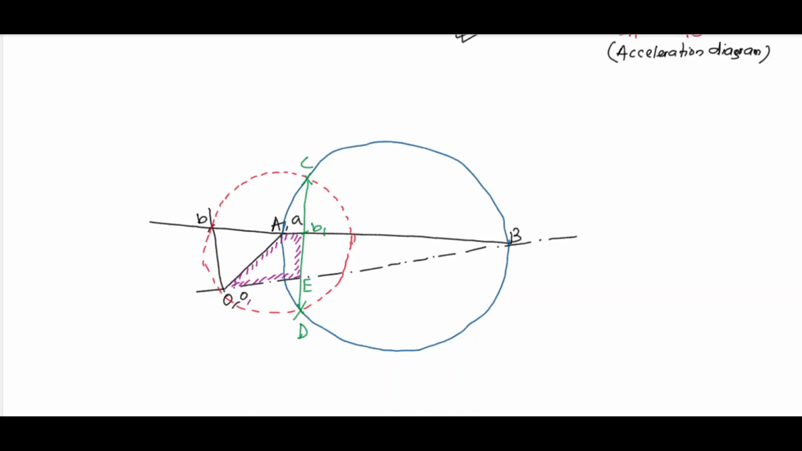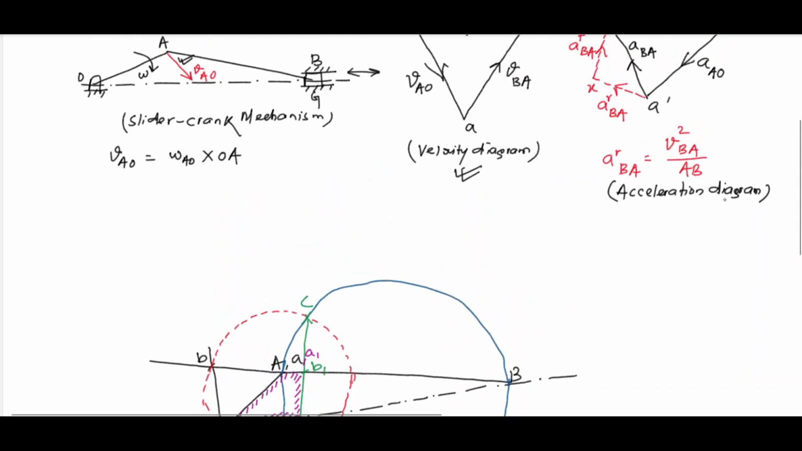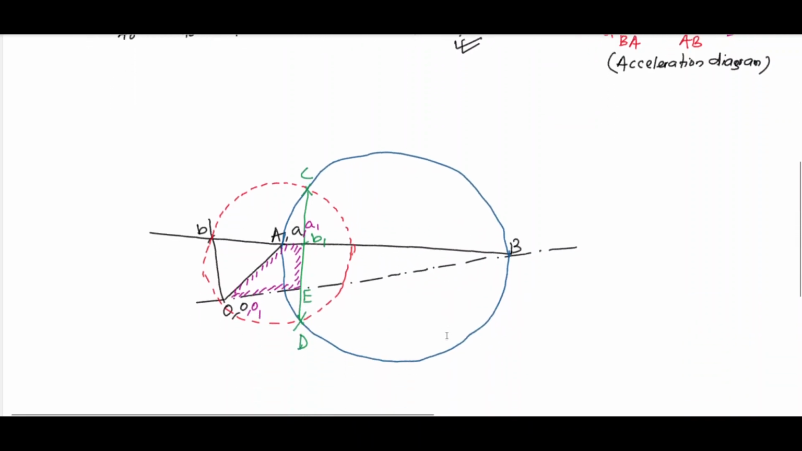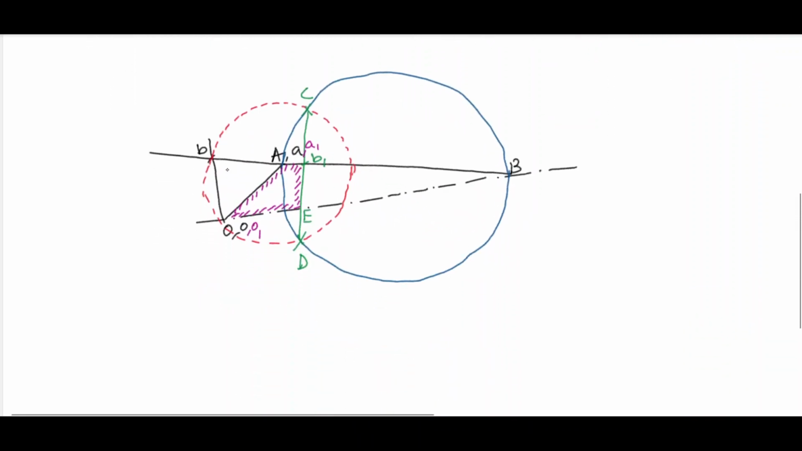That is, if I write this as O1, this point as A1, this point as B1, and capital E, it will be our acceleration diagram of the slider crank mechanism rotated through an angle of 180 degrees as compared to the original acceleration diagram. So here we can see we are obtaining both the velocity diagram and acceleration diagram in the same space diagram. So this is our space diagram. This is known as Klein's construction.